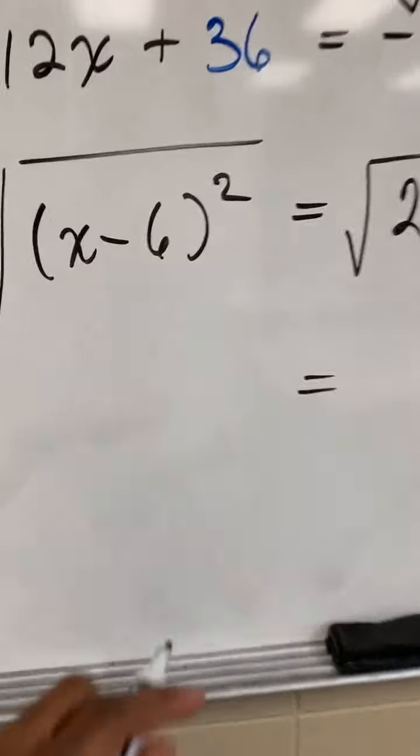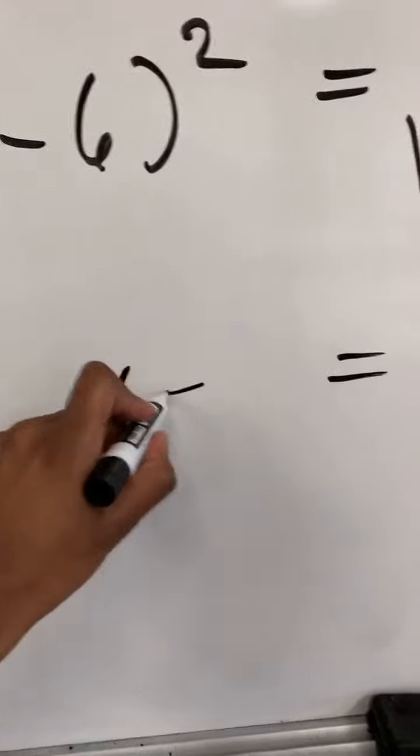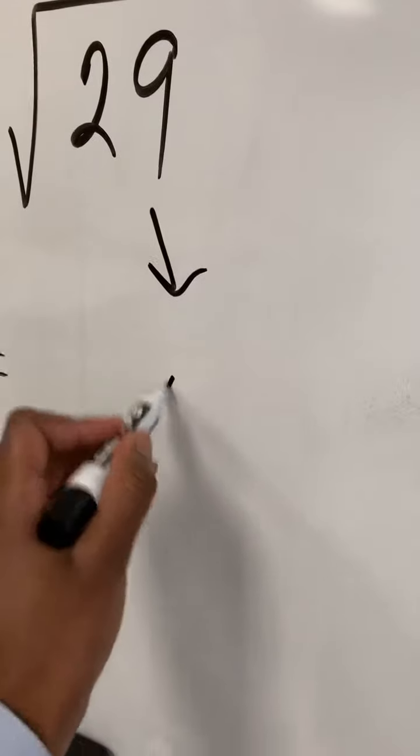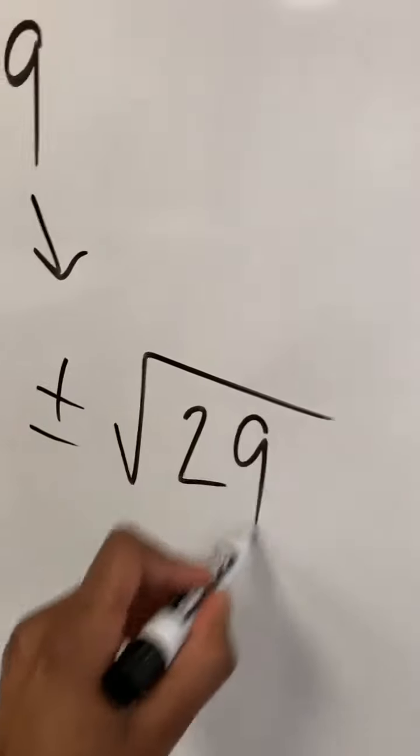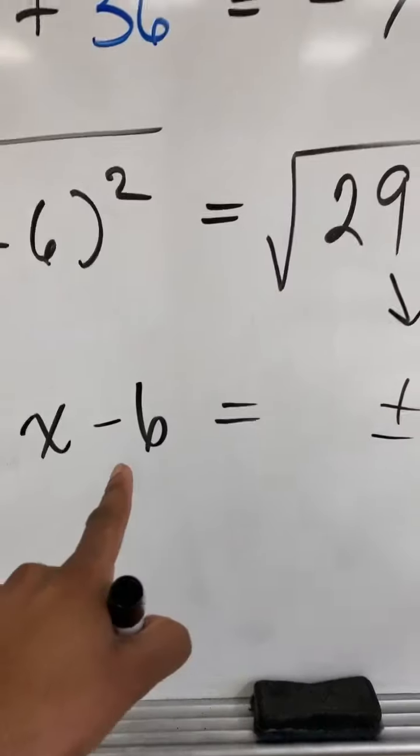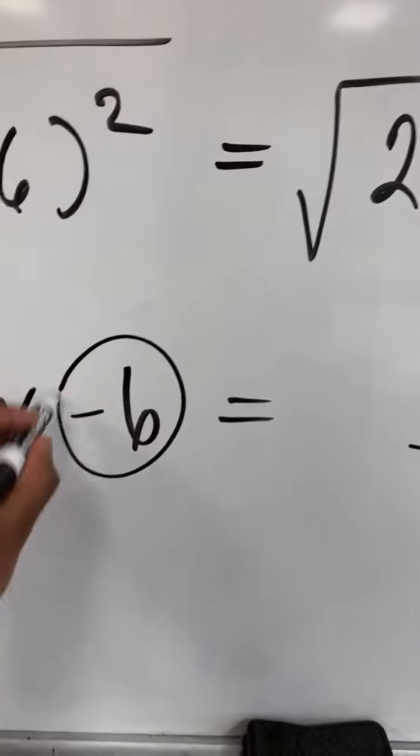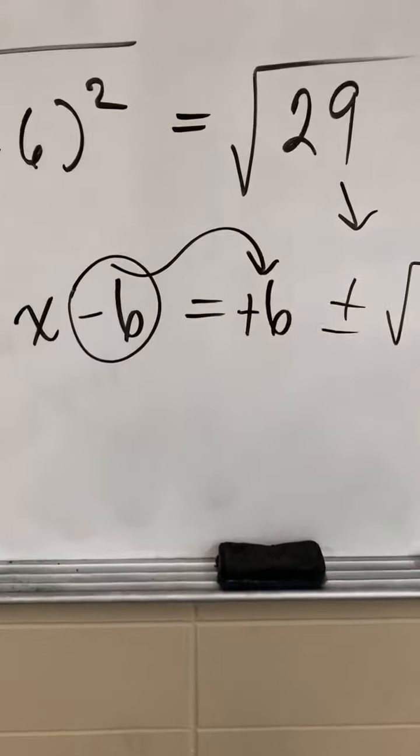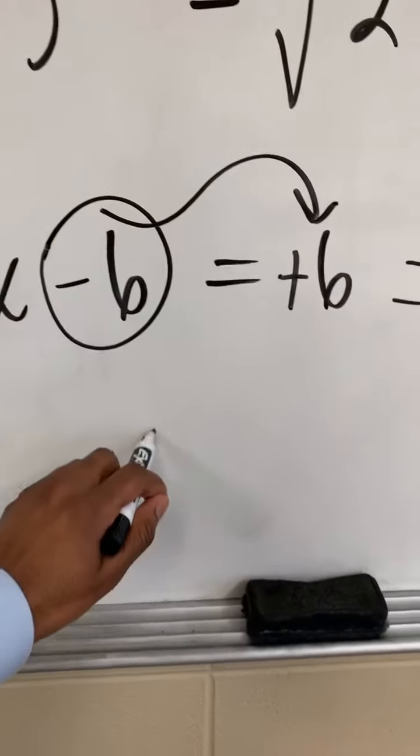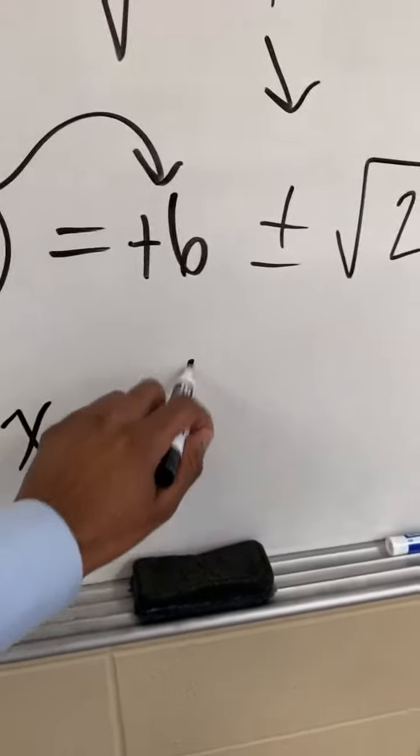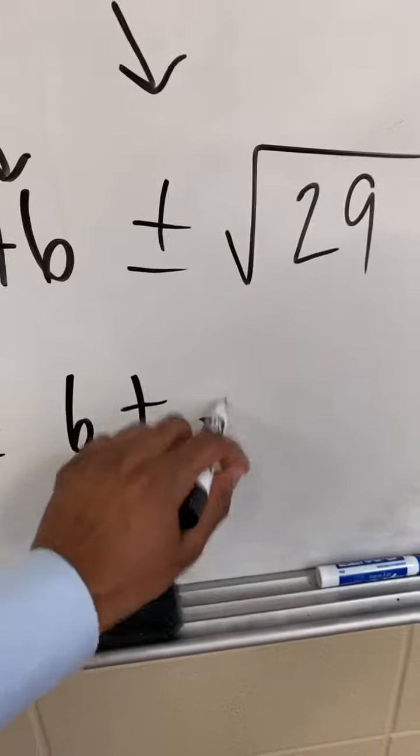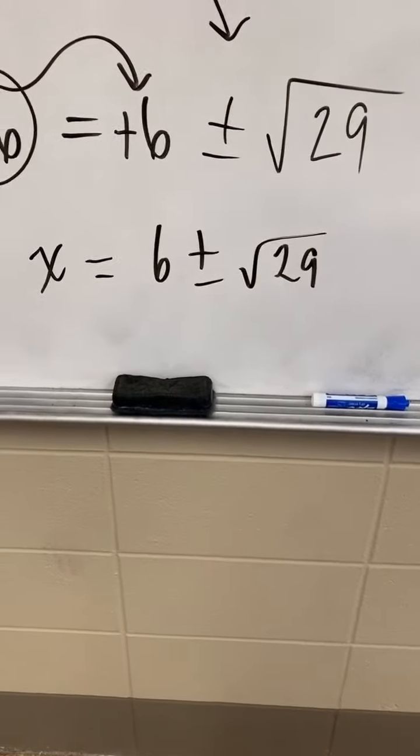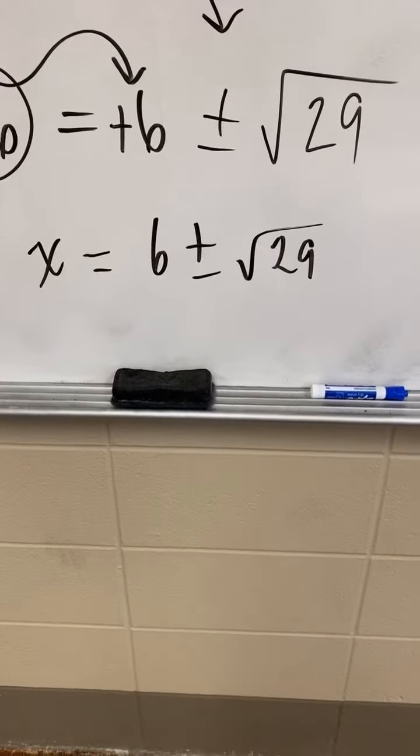So remember, we take the square root on this side. Basically, what we have is the x minus 6. Remember, this one comes down. It could be positive or negative square root 29. And then remember, this can go over there. So I can take this negative 6 and add it to the other side as a positive 6. Therefore, my final answer will say x is equal to 6 plus or minus square root 29.